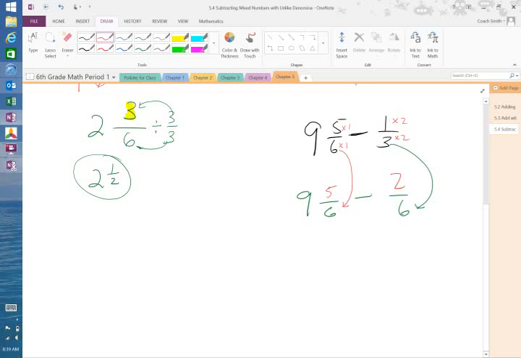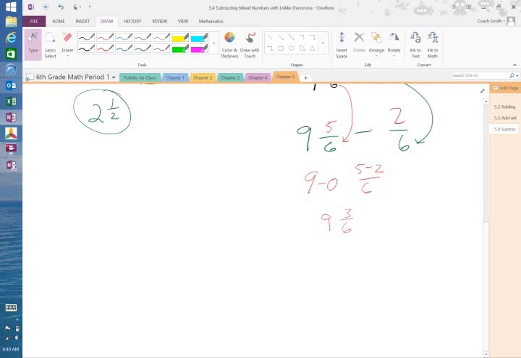And so now we're just going to take 5 minus 2. So we're going to have 5 minus 2 over 6, and 9 minus 0. I'm just saying there's a 0 right there, just to let us know that we're doing that. And so that gives us 9 and 3 over 6. Well, lo and behold, same problem we just basically had with no borrowing. That's 9 and 1/2.